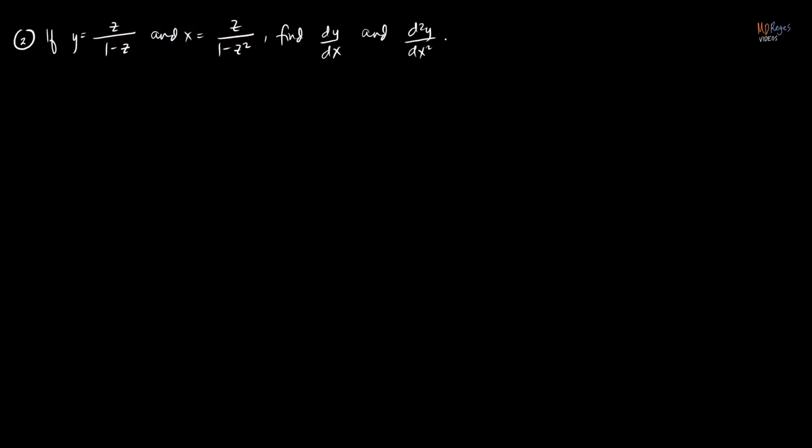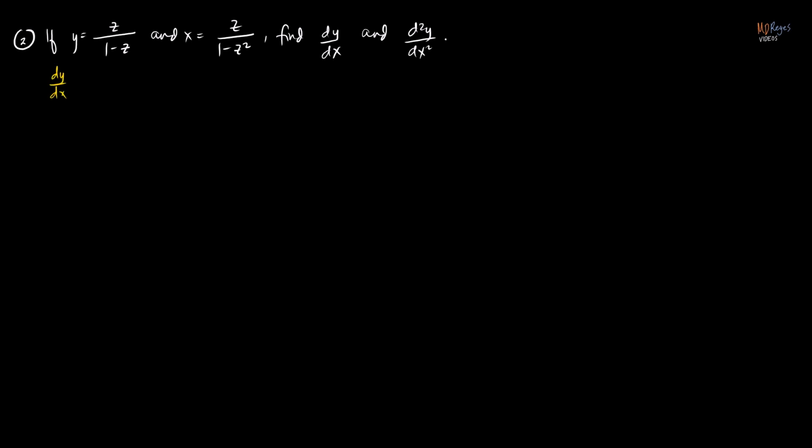Now, in our next example, the parameter is z. So y is equal to z over 1 minus z, and x is equal to z over 1 minus z squared. We'll find the first derivative of y with respect to x and the second derivative of y with respect to x.